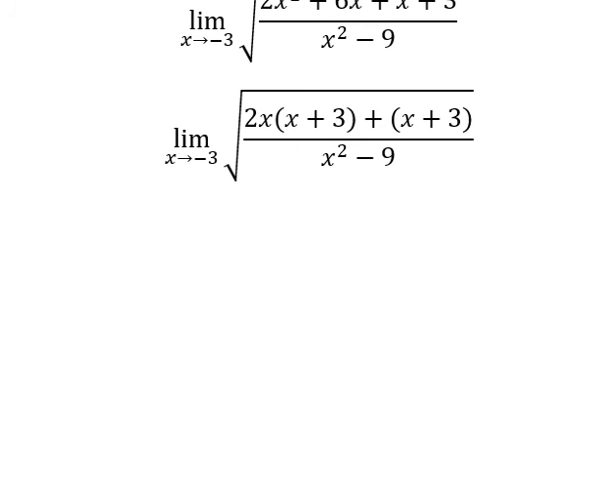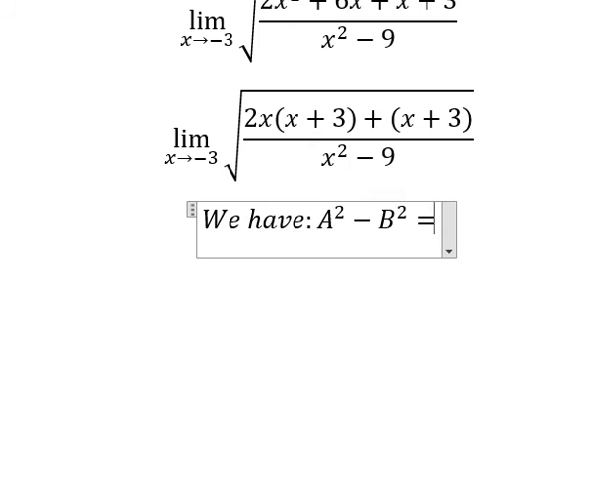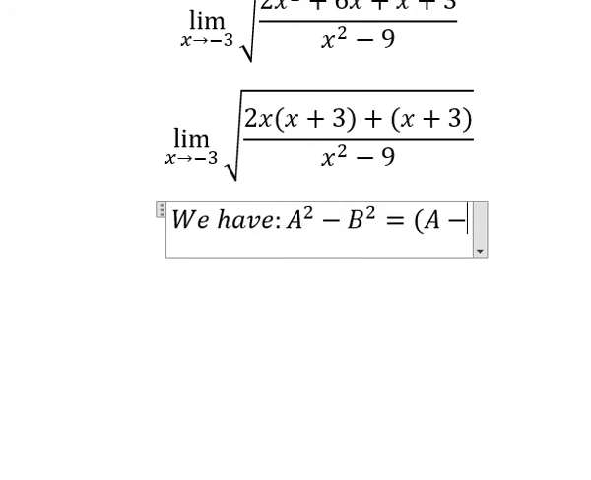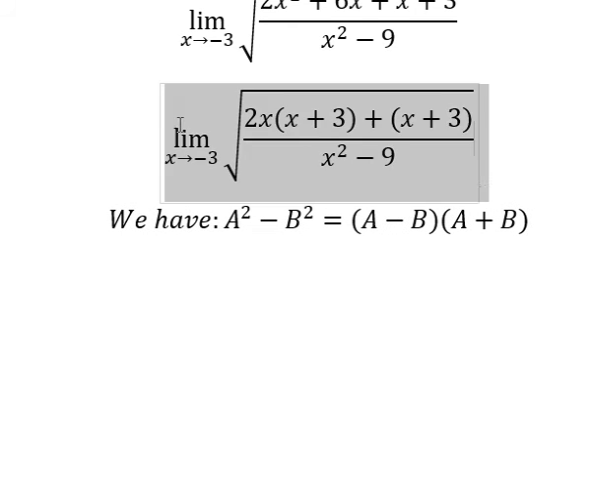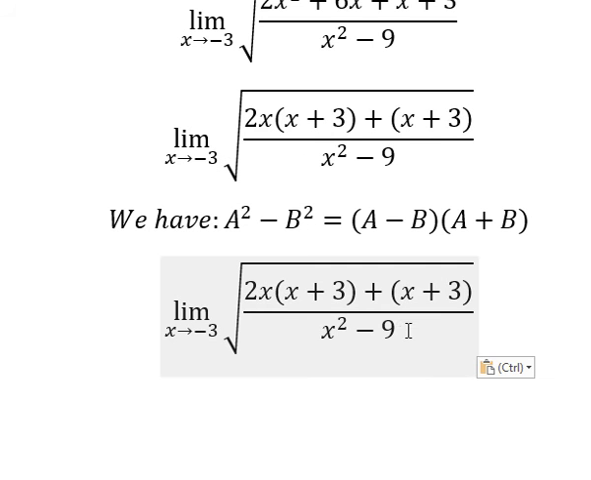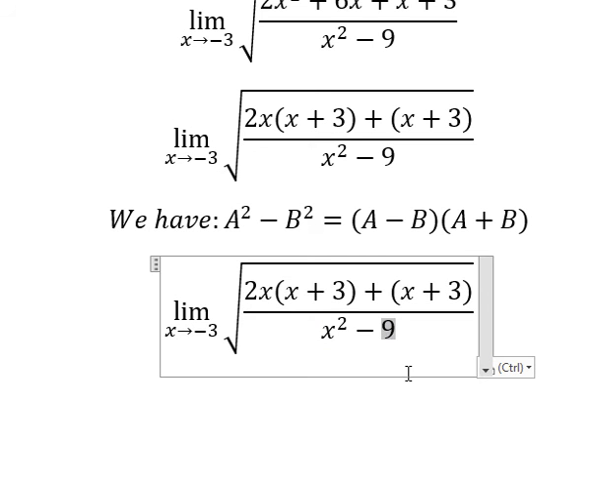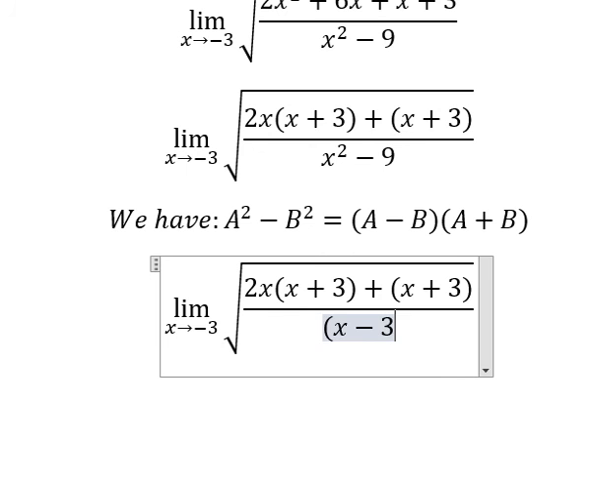Next, we have the formula in here. a square minus b square equals a minus b multiplied by a plus b. So, number 9, that is about 3 square. And this one, we need to transform this one into this one. So we have s minus number 3, s plus number 3.